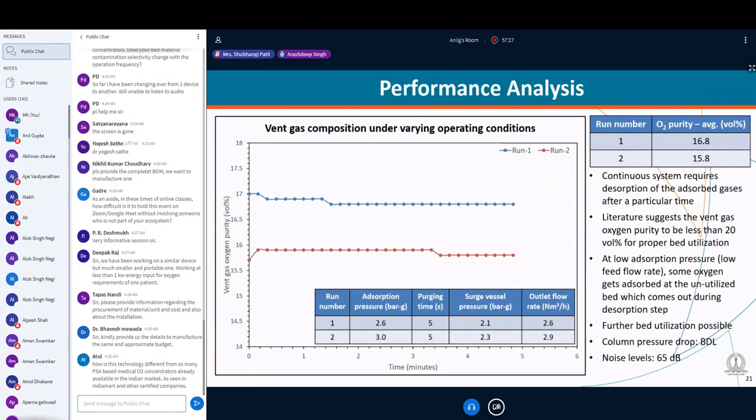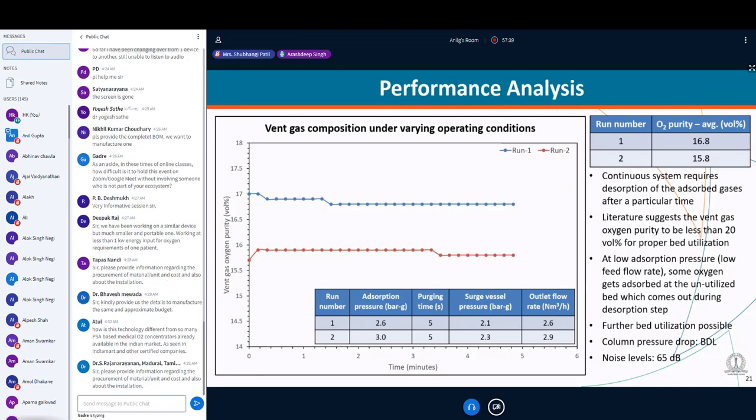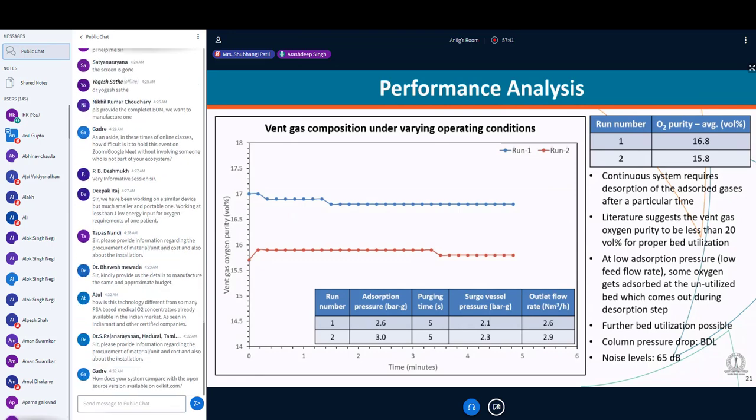There is one more important parameter that people generally mention in literature, that is the column pressure drop. If the pressure in the column is dropping a lot, for example, the delta P between the inlet and outlet is huge, you will not be able to use your bed properly. But in our case, we have seen that the delta P between input and output is below detection limits, BDL. That means the pressure drop across the column was negligible. We have also measured the noise levels. We are around 65, 66 because we are using a reciprocating compressor, but we can drop it by 10 to 15, to around 50, if we use a screw compressor. Next slide, sir.